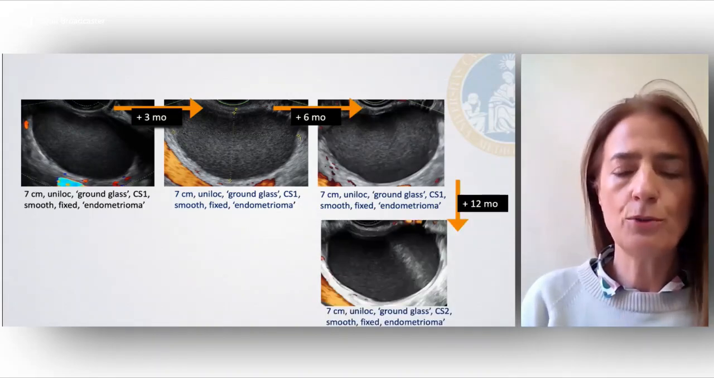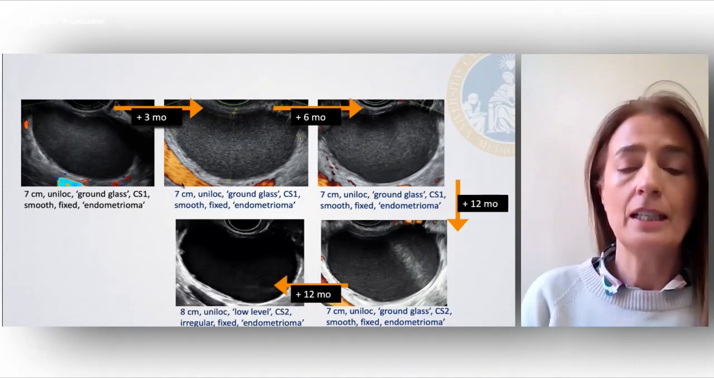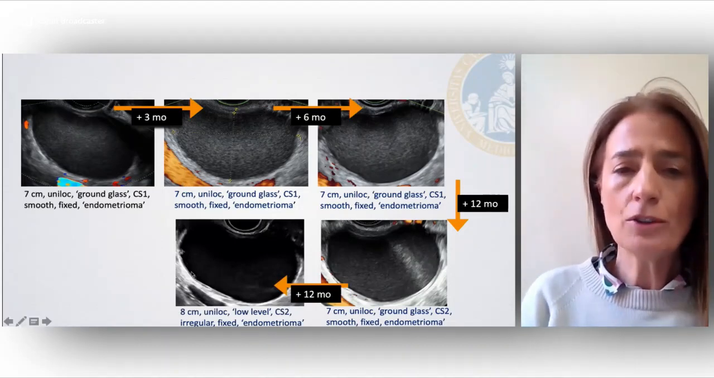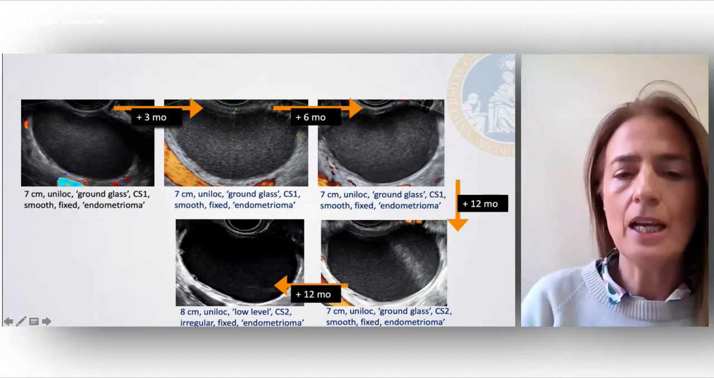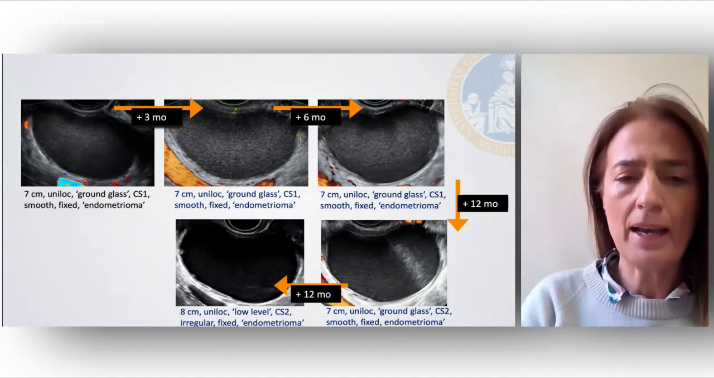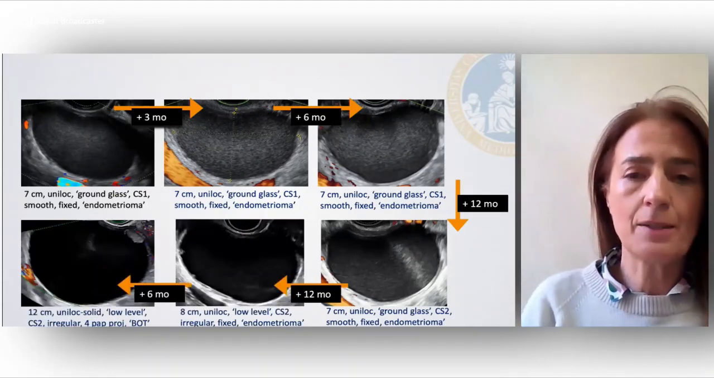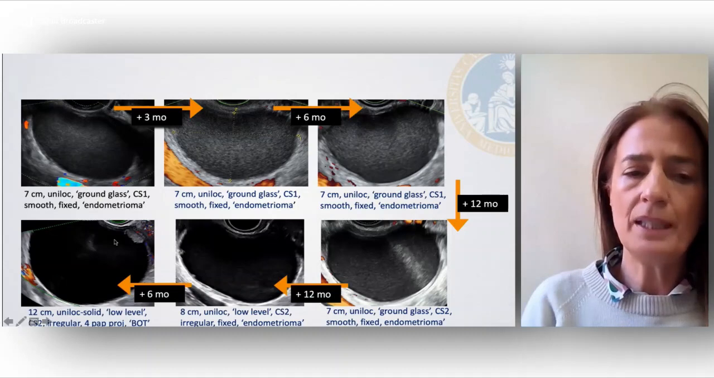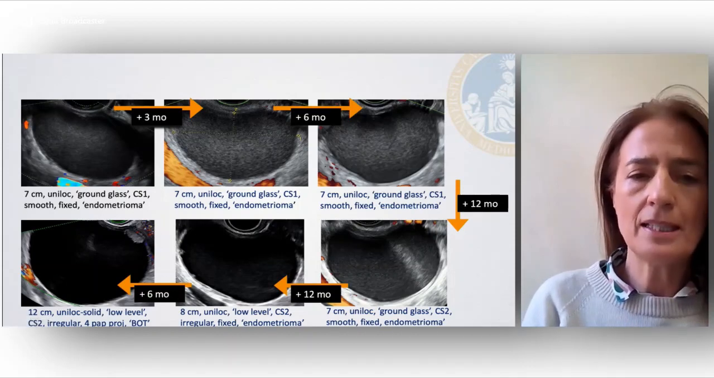After 12 months, according to the protocol, there was a 7 centimeter ground glass endometrioma, but the content had changed a little bit, and there were some papillary irregularities, I would say. So she was invited to come back after 6 months, and the appearance was completely different: 4 papillary projections and 12 centimeters in size.